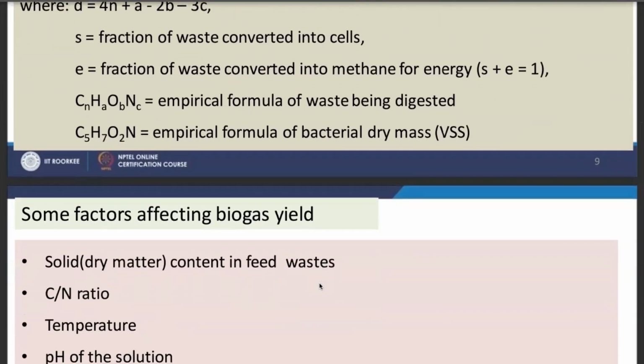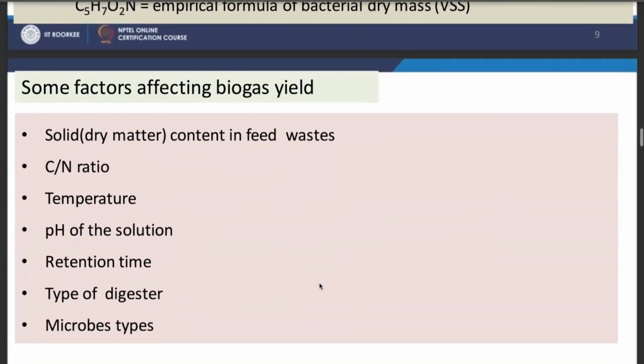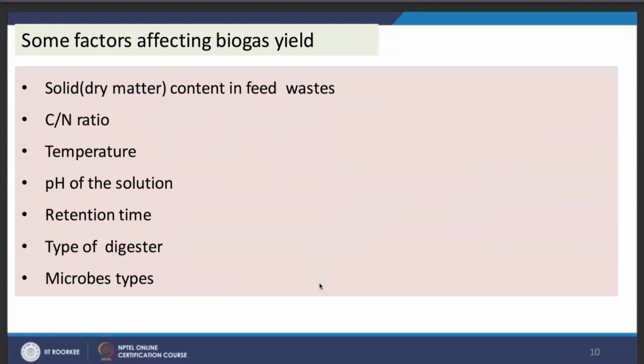Now, we have seen the basic steps for anaerobic digestion. We have seen one of the stoichiometric equations which guides the anaerobic digestion process. So at the end of the day, if we have a product, we need to know the yield. So yield is basically what amount of the substrate, or here the waste, is getting converted into biogas, or the product in general, right?